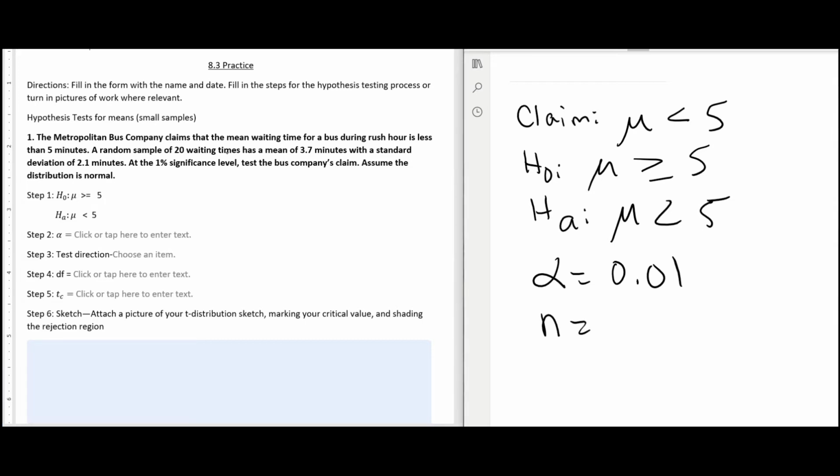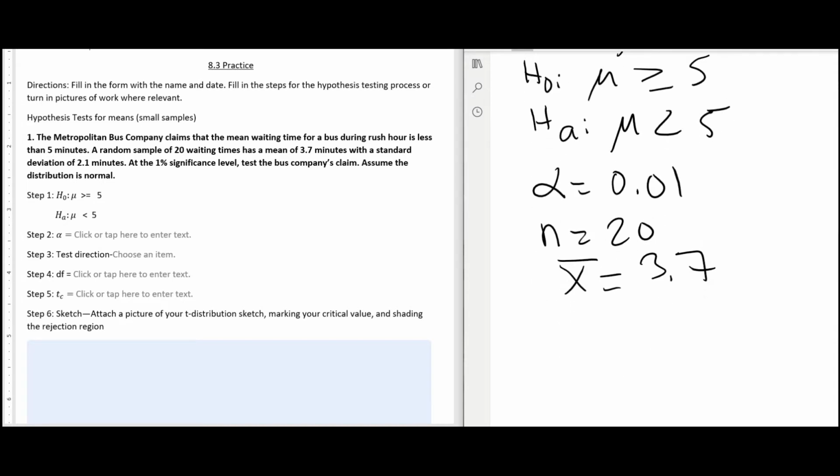Okay, now it says that you took a sample of 20 waiting times, so that means our n here is 20. They said the sample of the 20 waiting times has a mean, so that's a sample mean, your sample average, which is 3.7 minutes. And the standard deviation, which is from the sample, so that's the sample standard deviation, S, that's not your sigma, that's your S, is 2.1. All right, so we got our information.